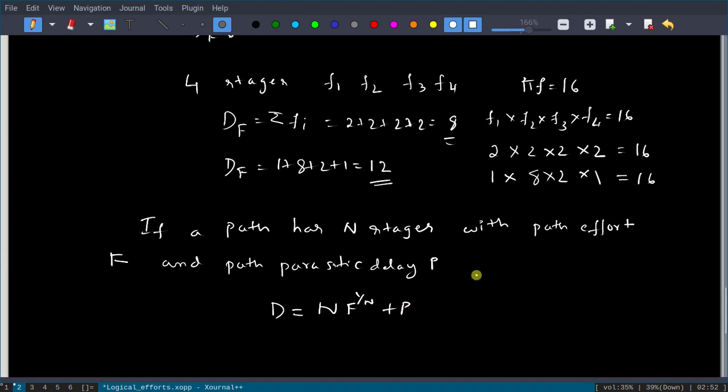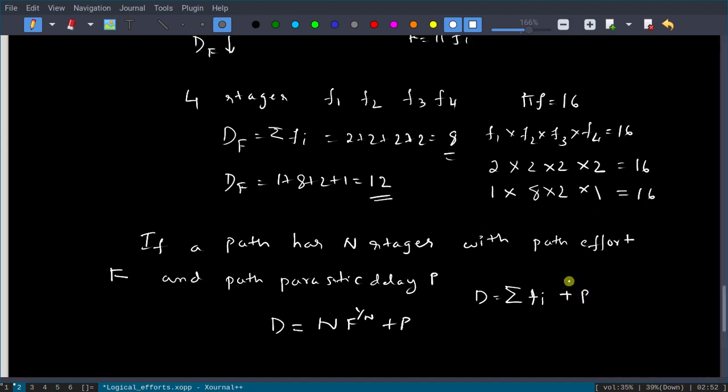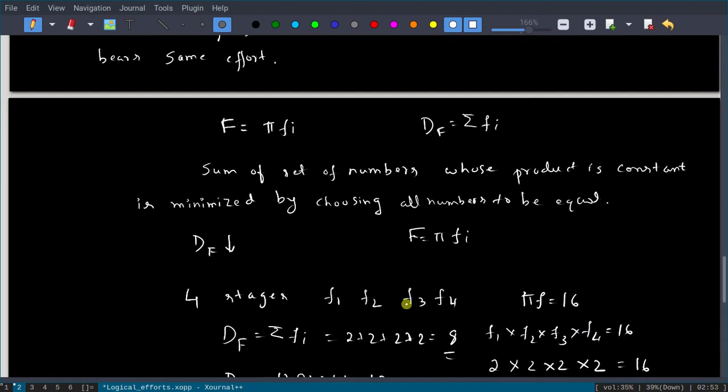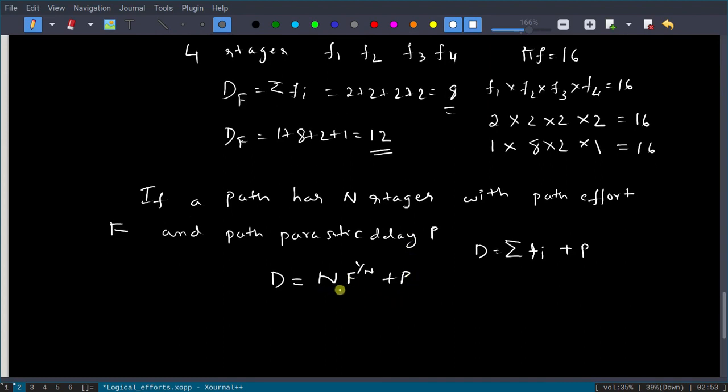So actually D is nothing but the summation of fi plus P, isn't it? You can see here it is the summation of fi plus the summation of pi. The summation of fi we can get when you multiply n and F to the power of 1 by n. This is the minimum delay we can achieve. So if you consider equal stage effort with n number of stages, then the formula becomes n into capital F to the power of 1 by n plus p.